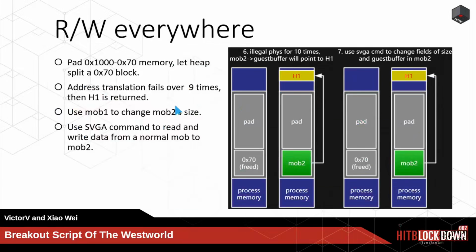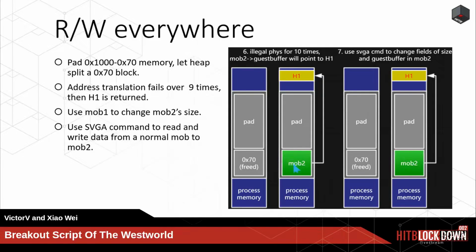Sixth, we allocate a shared buffer to pad that 4K block, and the size should be like this. Then it will split a 0x60 whole block. Then we allocate a mob2 structure.